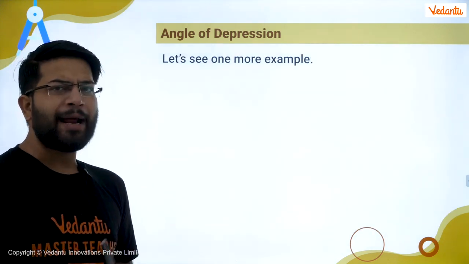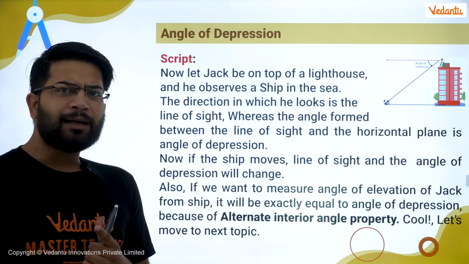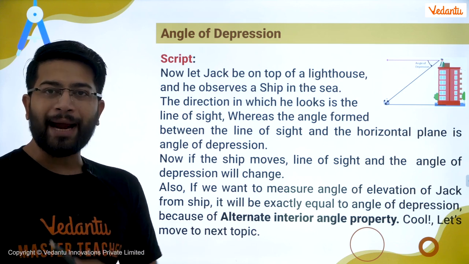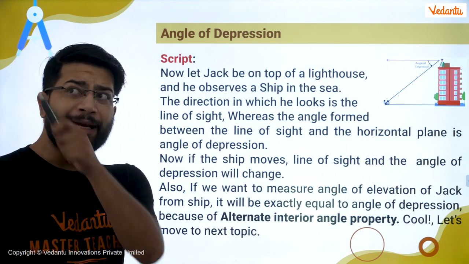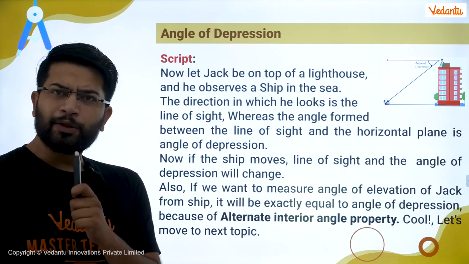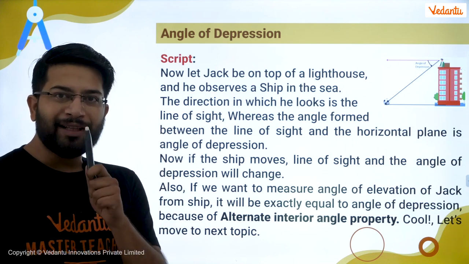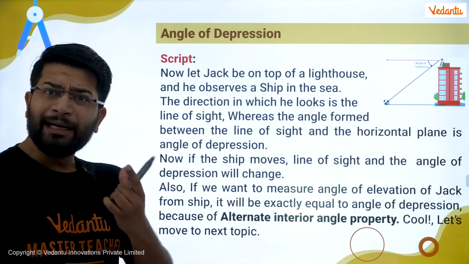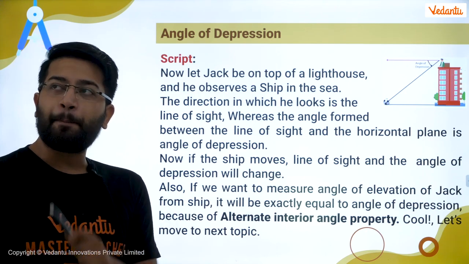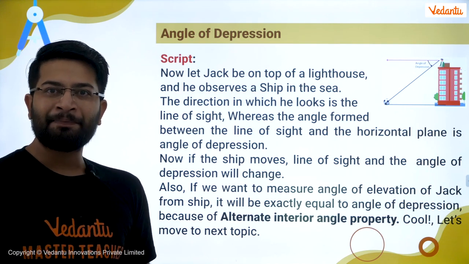Okay champ, let me show you one more example of angle of depression. So, champ, let's say that Jack is on the top of a lighthouse and Jack is watching a ship, right? Now, the ship is below Jack, right? That means the object is below the observer. So in this case, the angle between the line of sight and the horizontal plane will be the angle of depression. And champ, if I change the position of the ship or if I change the position of Jack, my angle of depression and my line of sight will also be affected, right?